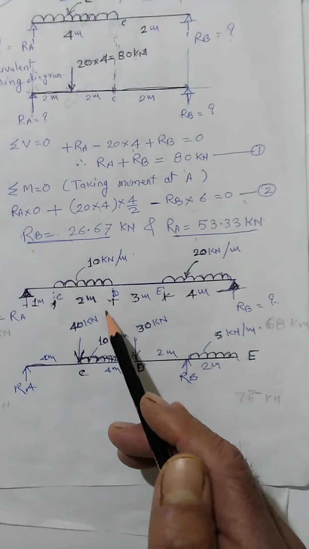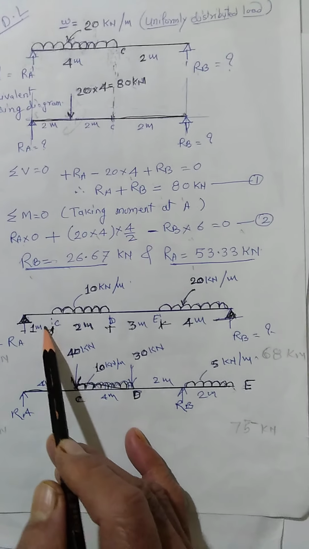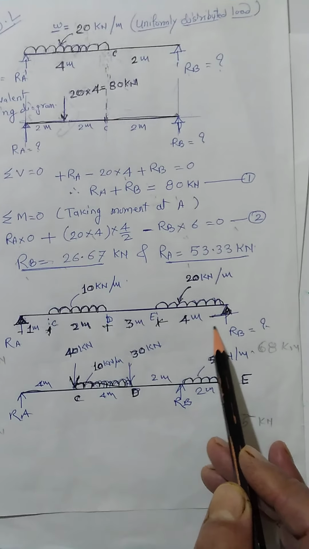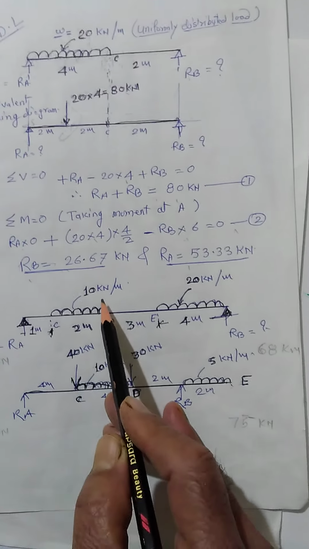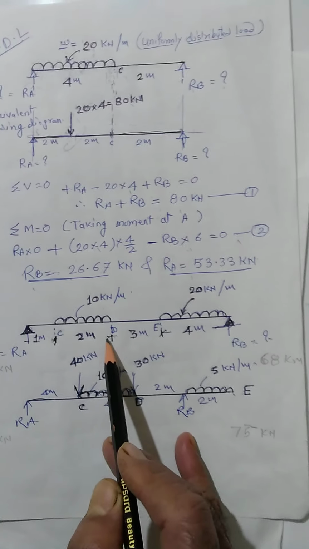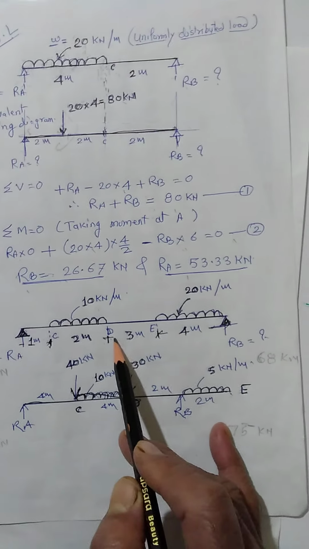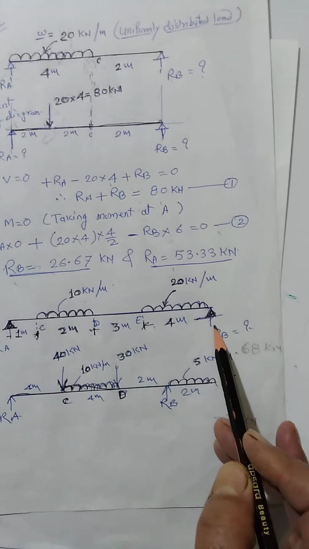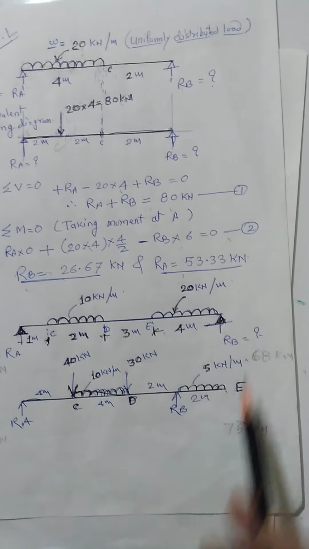Now I am taking another example. Again, the total distance is 1 meter, 2 meter, 3 meter, 4 meter respectively. The uniformly distributed load from C to D is 10 kilonewton per meter for a length of 2 meter. Between D and E there is no load, and between E and B again there is 20 kilonewton per meter for a length of 4 meter.